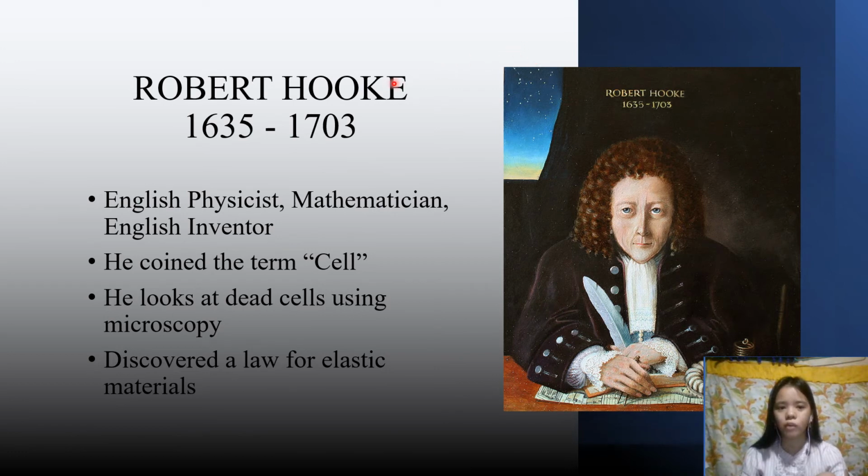Now let's talk about Robert Hooke, born in 1635 and died in 1703. He was an English physicist, mathematician, and inventor. He coined the term cell, looked at dead cells using microscopy, and discovered a law for elastic material. He was trying to improve the clocks used on ships, called pendulum clocks, and theorized that a spring would work better on a pitching ship.